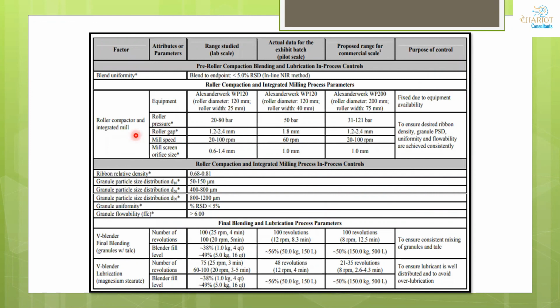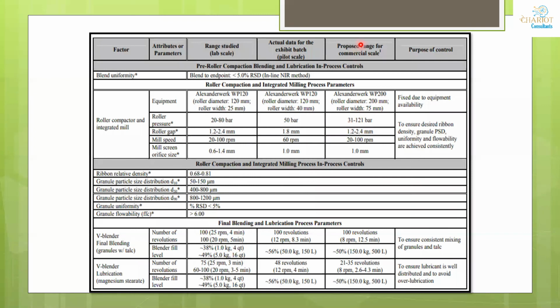Okay. So similarly, this control strategy is for your compaction process. For example, in roller compaction there are different sub parameters: your roller pressure force, how much pressure force you are using, and based on which size you will use for your commercial batches. So that control strategy you have kept to get your desired granules, desired uniformity and desired critical quality attributes. Final blending, V-blend blender: how much occupancy you used in your lab scale, what was for your exhibit batches, and what you are proposing for your commercial batches.